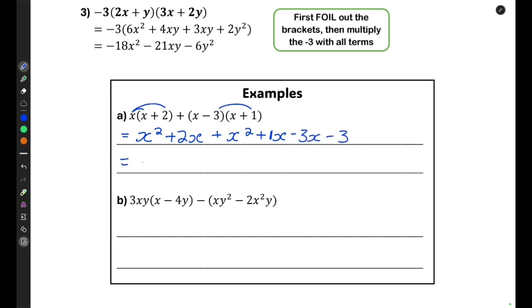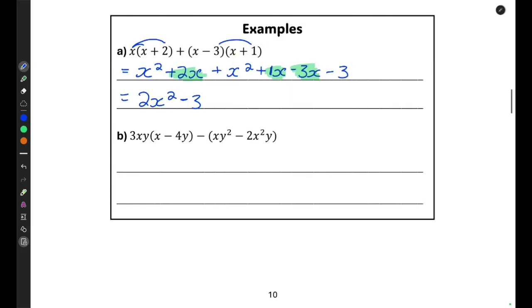Looking for like terms, x squareds. There are 2x squareds, and then there's a 2x plus 1x minus 3x. So that's actually 0x, and then minus 3. Let me just highlight: plus 2 plus 1 gives me 3, minus 3 gives me 0 x's.